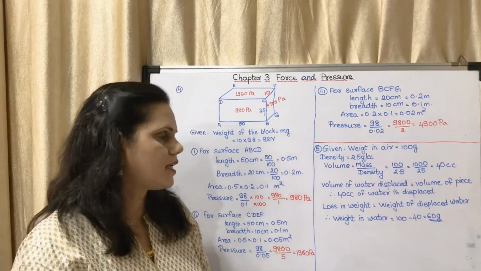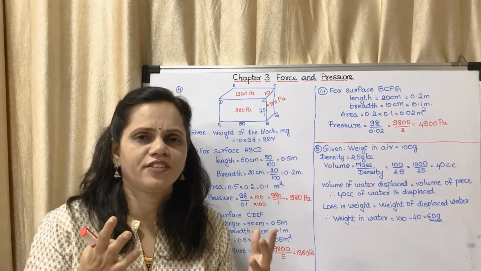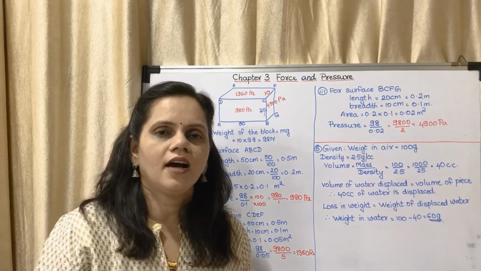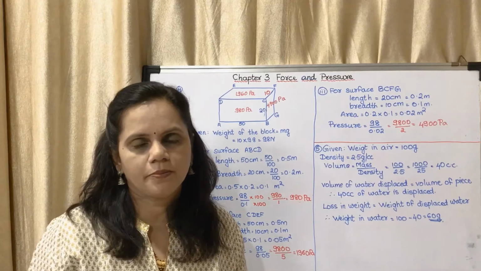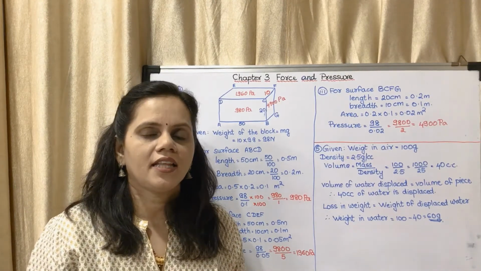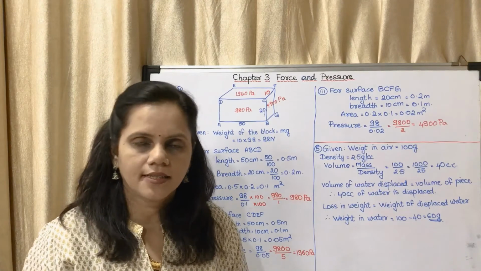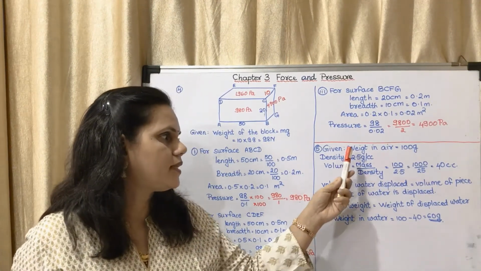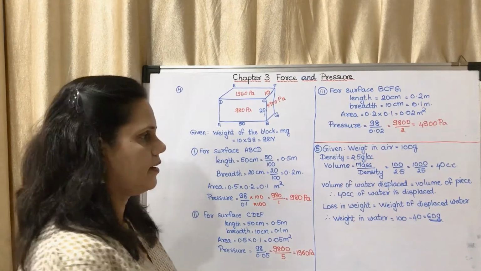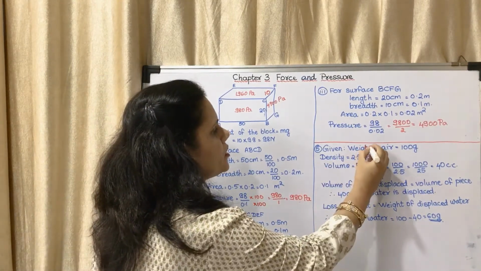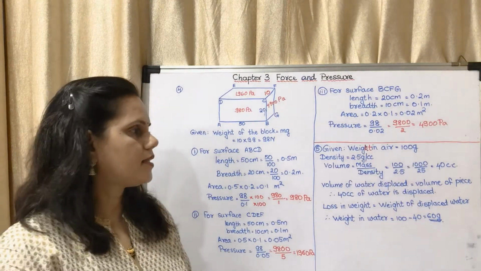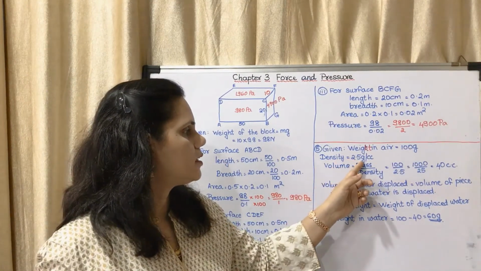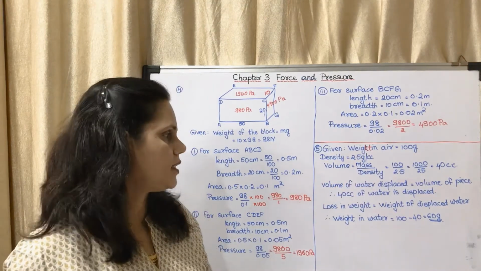So we will see. It is a confusing statement for you now, but you may learn the Archimedes principle for the time being. This numerical is not asked as such, but you should understand what it is. Here the weight of the object in air is given as 100 gram. Density is 2.5 gram per cc.